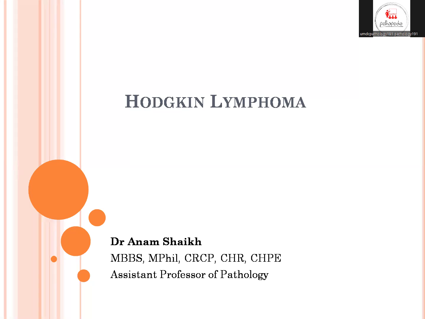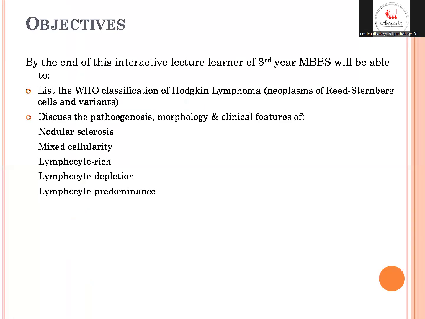So today's topic of my lecture is Hodgkin lymphoma, and these are the objectives which will be covered by the lecture. Nodular sclerosis, mixed cellularity, lymphocyte depletion, lymphocyte rich. These are the basic classification of Hodgkin lymphoma that contain the Reed-Sternberg cells and variants. We will discuss its variants, pathogenesis, morphology, and manifestations.